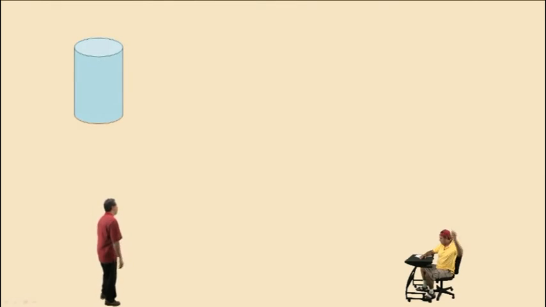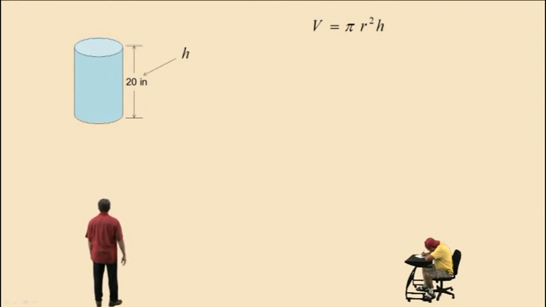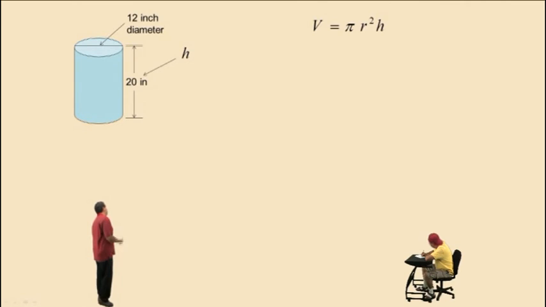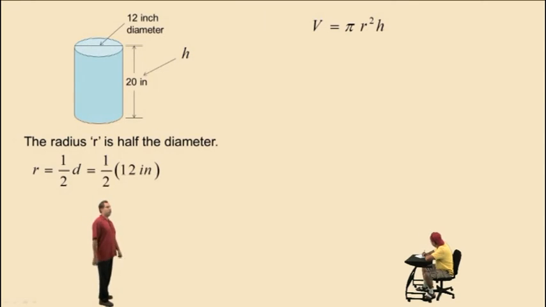The formula for the volume of a cylinder is pi r squared h. Remember, volume is 3 dimensions. Notice here our height is 20 inches, and the diameter of the circle on top of this cylinder is 12 inches. Our formula requires that we have the radius and the height. Well, we have the height and we have the diameter, so we need to find the radius. And remember, the radius is half the diameter. So we'll take 1/2 times 12 inches to get our radius, and therefore our radius is 6 inches.